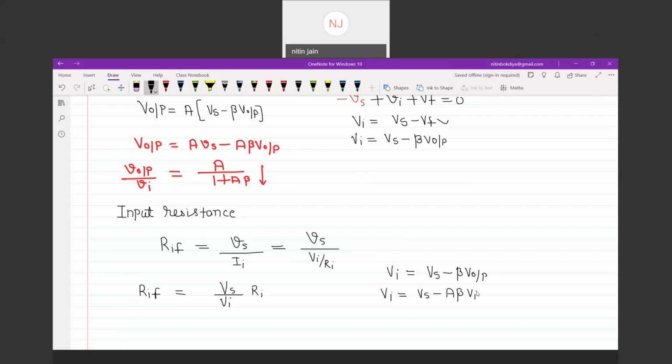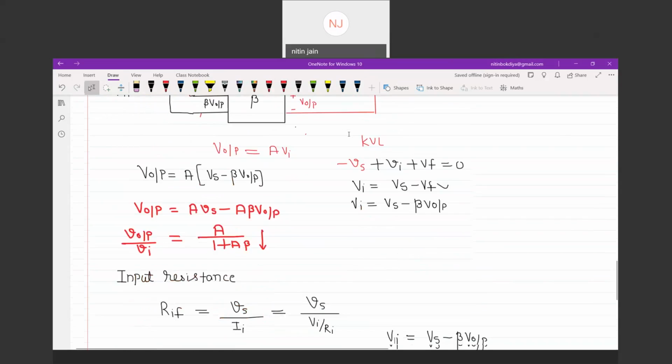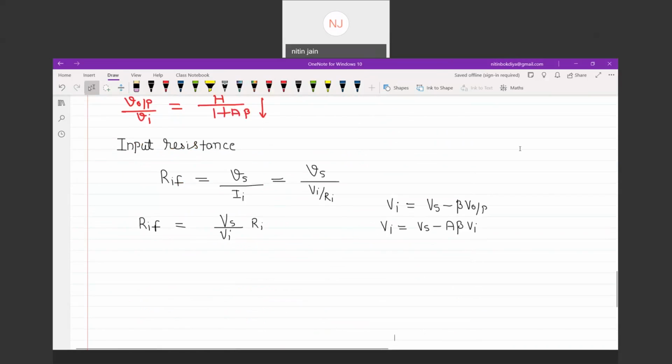Now let's see, what is the value of V output? V output is A times of Vi. So I can find the value of Vi, I can have the value of Vs. The Vs for the circuit is given by Vi into 1 plus A beta.